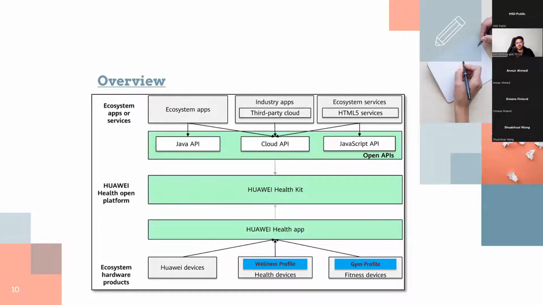This is the general overview diagram of HUAWEI Health Kit. Here we can see HUAWEI Health Kit is in between, and underneath there's the HUAWEI Health app. That is the interface for collecting the data from different hardware. These hardware can be HUAWEI devices themselves, or any other devices that are compatible with the HUAWEI Health app or HUAWEI Health Kit. And on top of the HUAWEI Health Kit, developers can use this data with the different APIs to create any app or web services.